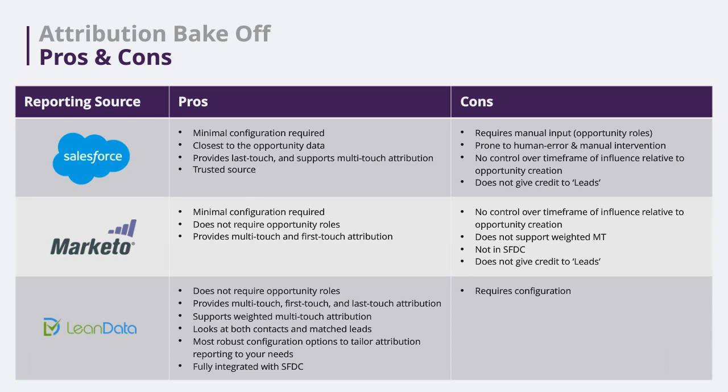Our cons are really that it requires manual input, so we have to define those opportunity roles. It's also prone to human error and manual intervention. Having worked with many, many clients, it's not uncommon to see marketers or salespeople influencing what campaigns get attribution. We also have no control over the time frame of influence relative to the opportunity creation. And what's really important is we don't give credit to leads within the marketing database and within the account. It's really those opportunity roles.